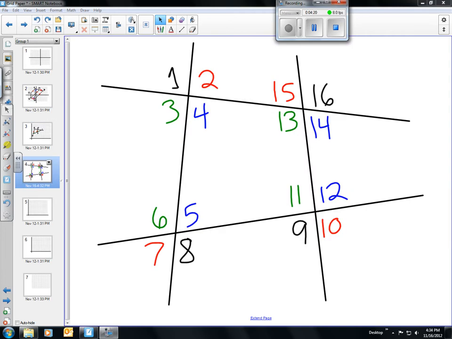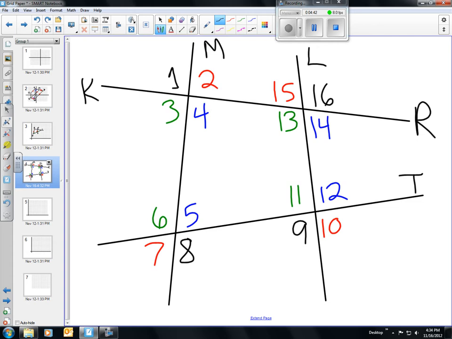Another type of problem you'll see on your quiz is something similar to this, where you have a bunch of angles named and you would be able to find the different types of angles. So to start with, you could be asked, what is a pair of corresponding angles in this diagram on, let's say, the different lines? Let's say this line K, line M, line L, line R, T, and I think that's all. So name a pair of corresponding angles on line K.